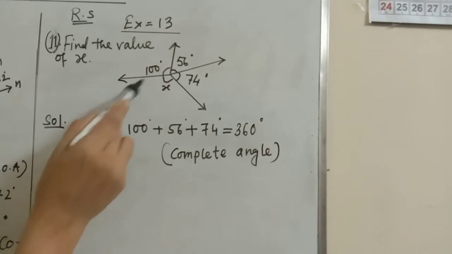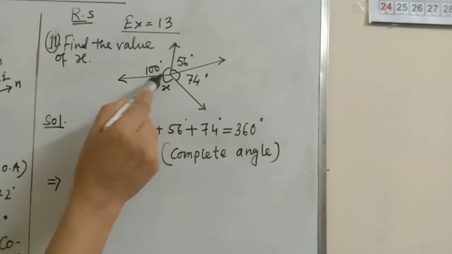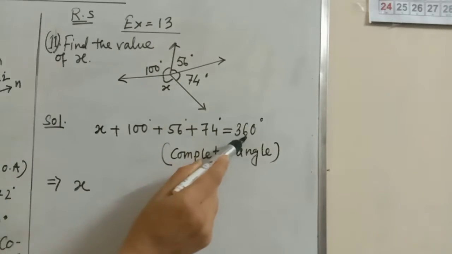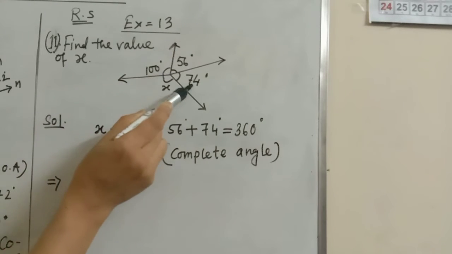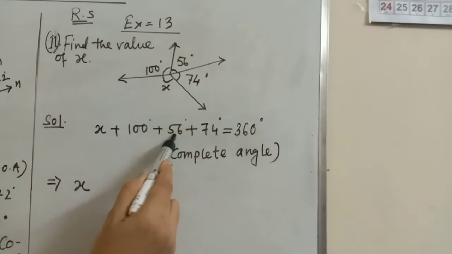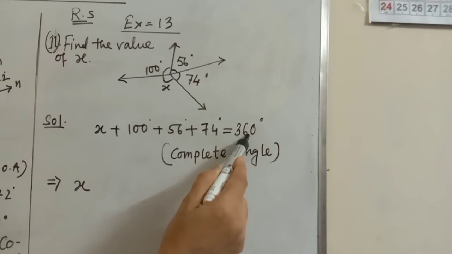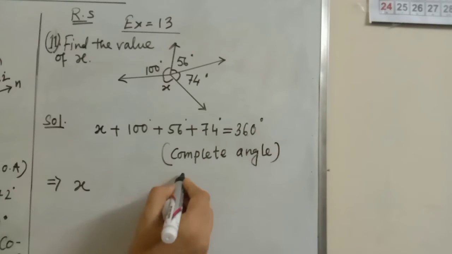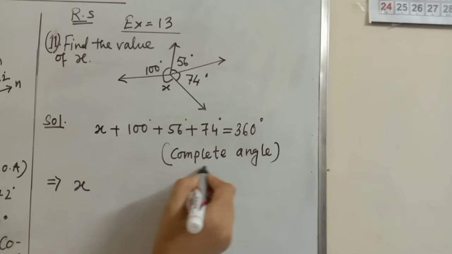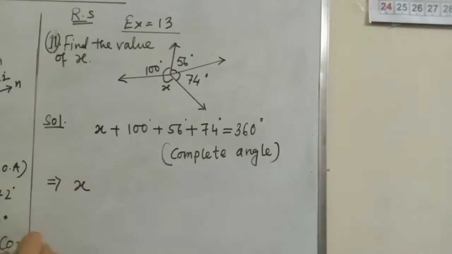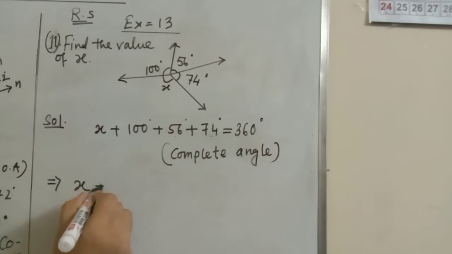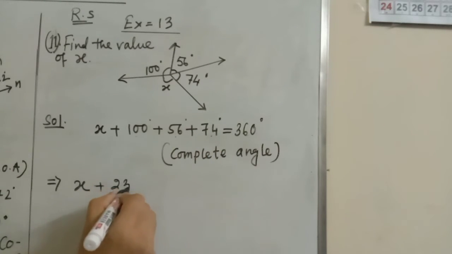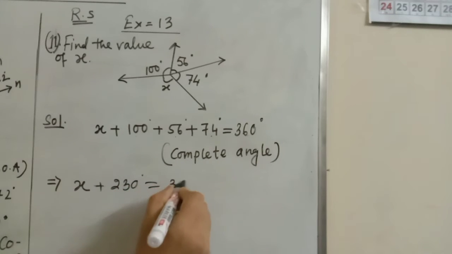Very easy sum. You know that it is a complete angle. The measurement of the complete angle is 360 degree. So we have written x plus 100 plus 56 plus 74 is equal to 360 degree. And the reason you have to write here, why you have written 360 degree, is because it is a complete angle. Now you have to add 100 plus 56 plus 74. If you add these, you will get 230 degree, and x plus 230 is equal to 360 degree.